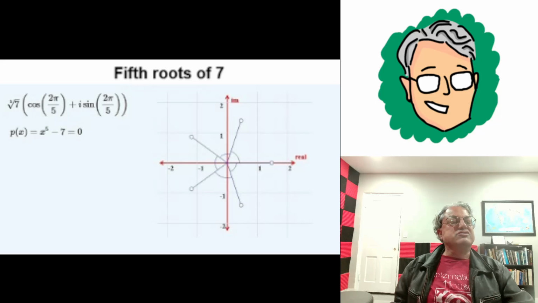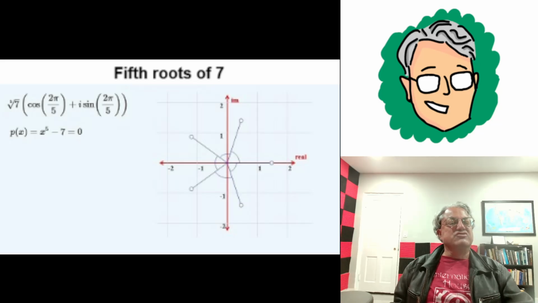You've got the fifth root of 7 times cosine of 4 pi over 5 plus i sine 4 pi over 5. And then you have the same thing with cosine 6 pi over 5 plus i sine 6 pi over 5. Or you also have the same thing with cosine 8 pi over 5 plus i sine 8 pi over 5. Or you could go all the way up to 10 pi over 5, but that would just give you the fifth root of 7, because 10 pi over 5 is just 2 pi. And the cosine of 2 pi is the same as the cosine of 0, which is 1. And the sine of 2 pi is 0.